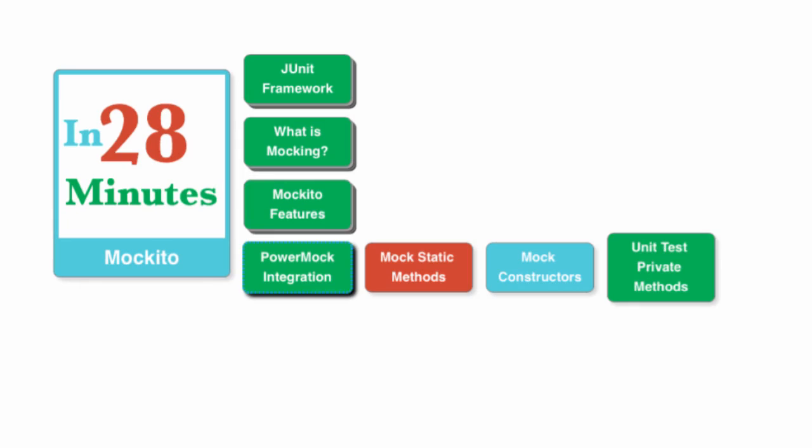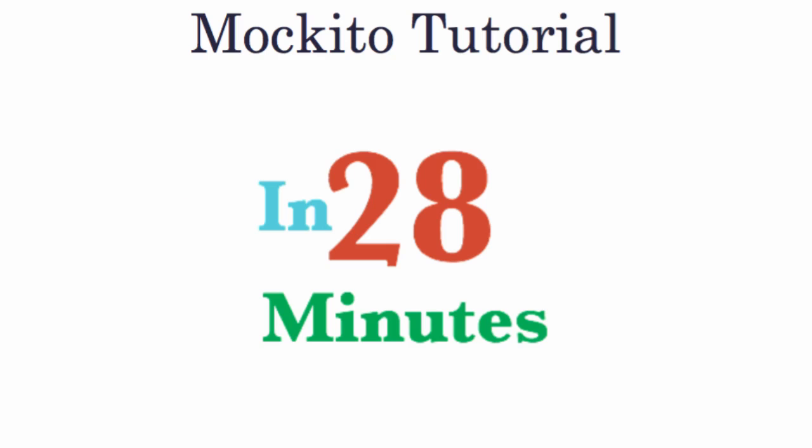We will also understand how to create spies, so we will use Mockito JUnit runner and the Mockito JUnit rule. We will integrate Mockito with PowerMock to be able to mock static methods, to be able to mock constructors as well. And also we'll use PowerMock to unit test private methods. The only prerequisite for this course is that you need to be a good Java programmer. We will help you set up Eclipse and Java.